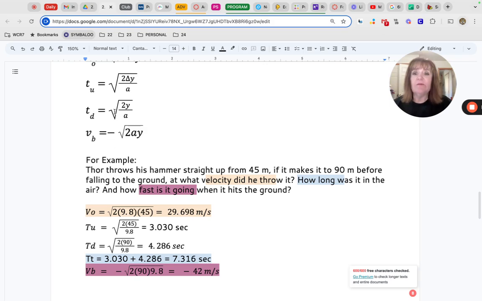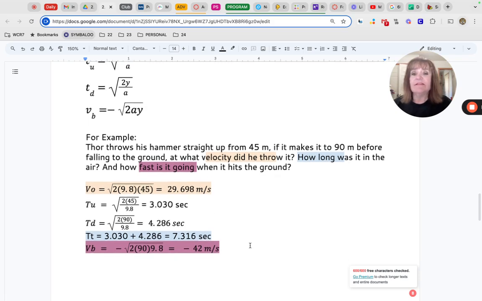Then we can go our downside. On the downside, we just take the square root of 2y over a to find time down. That is the square root of 2 times 90 divided by 9.8 to be 4.286 seconds. That means that our total time, how long was it in the air, is the addition of those 2 times. And our velocity at the bottom can be found by taking the square root of 2ay, those are written backwards, but it's multiplication, so it's fine, of a negative 42 meters per second.